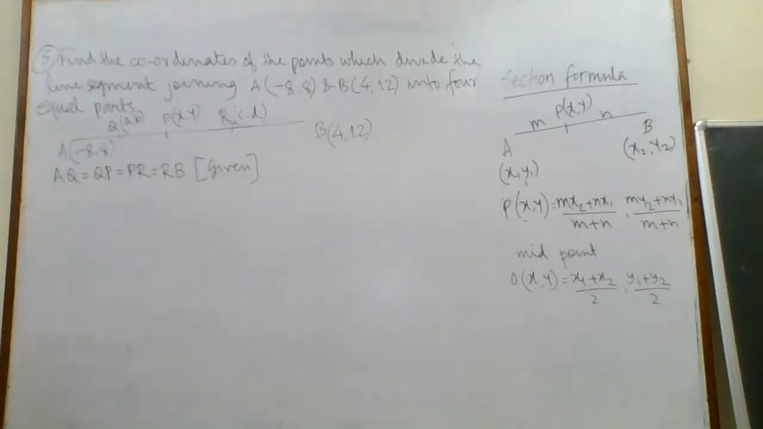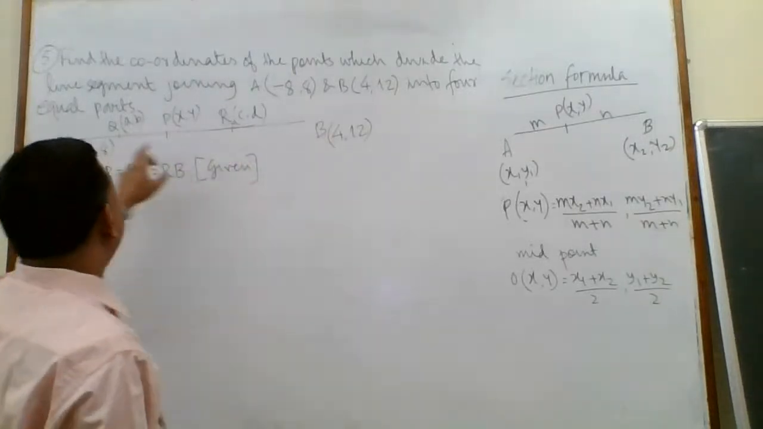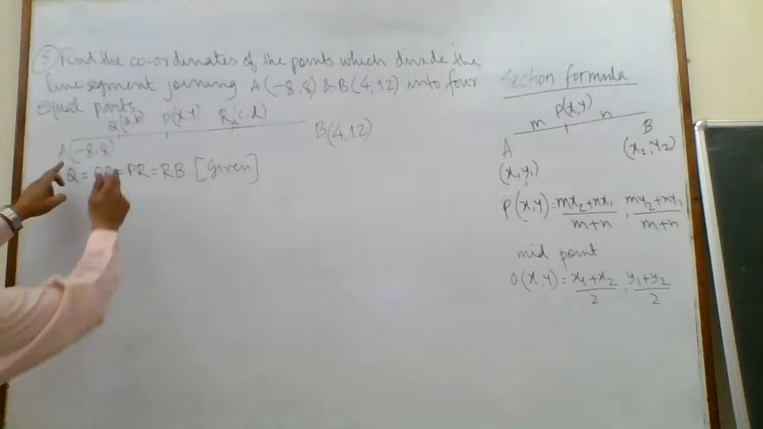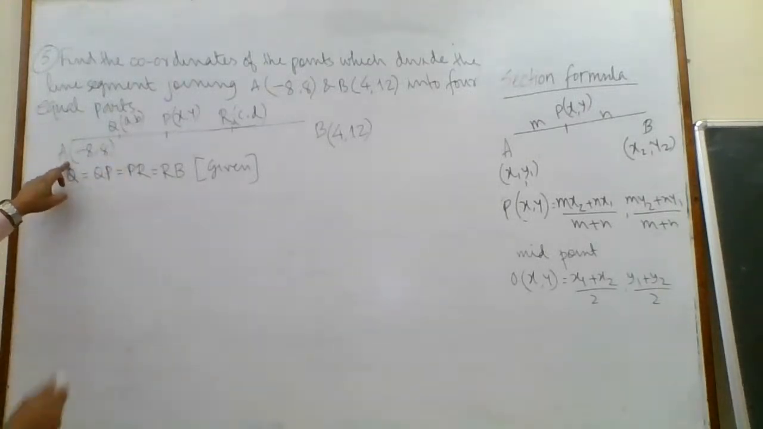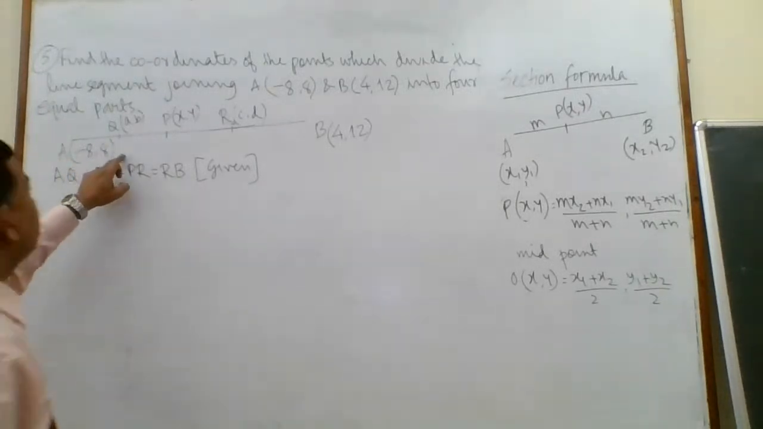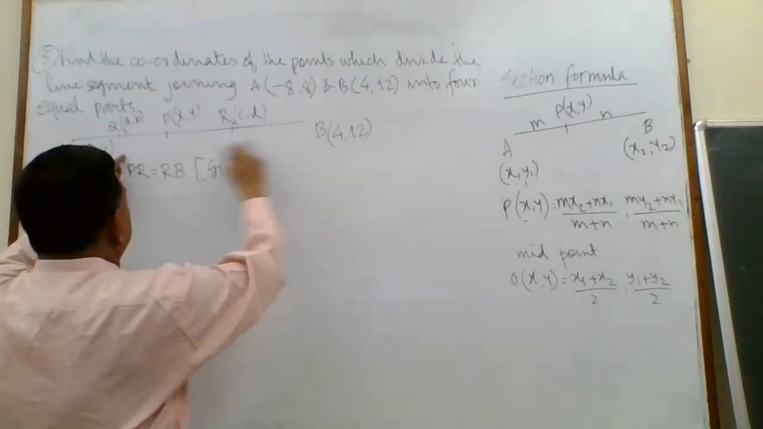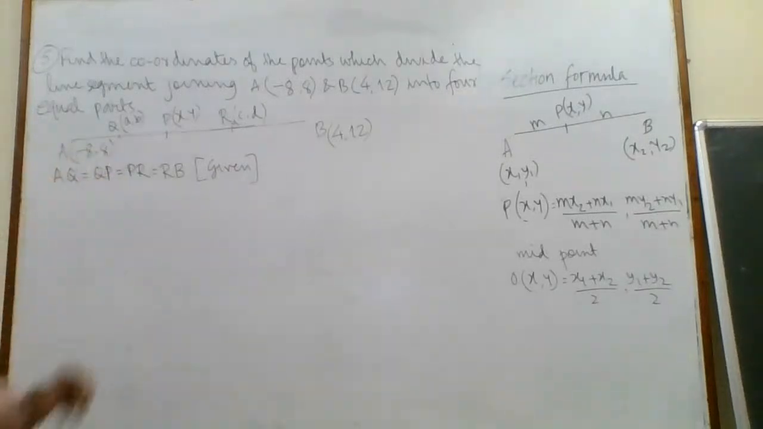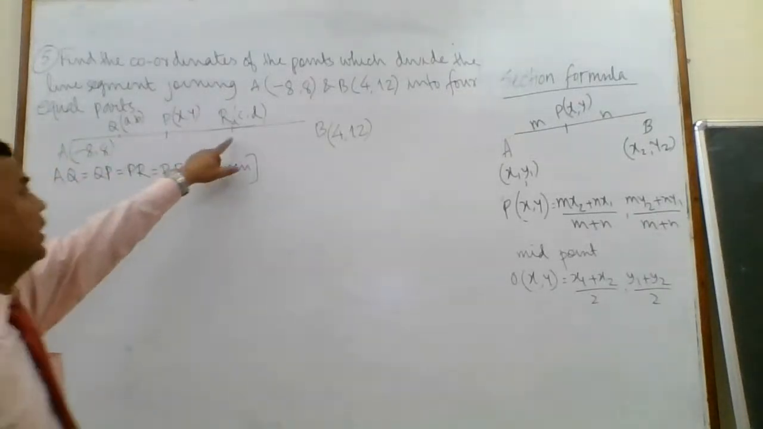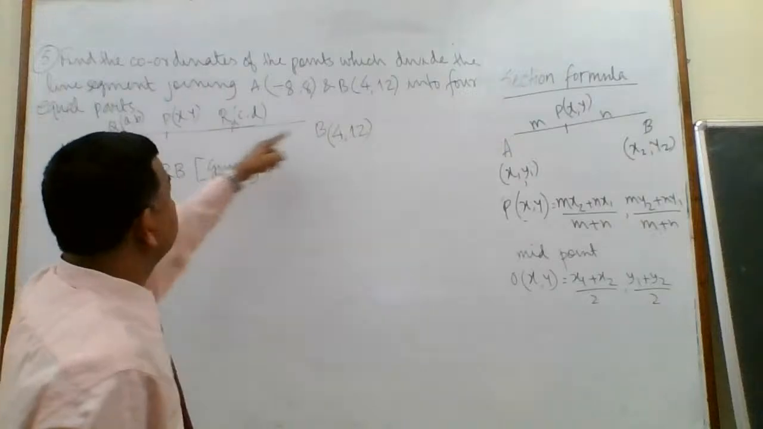That means the line segment AB, because of Q, now will be divided into 2 parts. One part is A to Q, which is 1. The other part is Q to B, which has 3 parts itself. So that will make it 3. 1 is to 3. Similarly, if you take this one, it will be 3 is to 1.